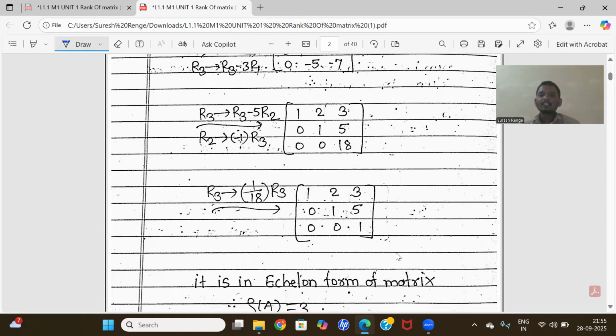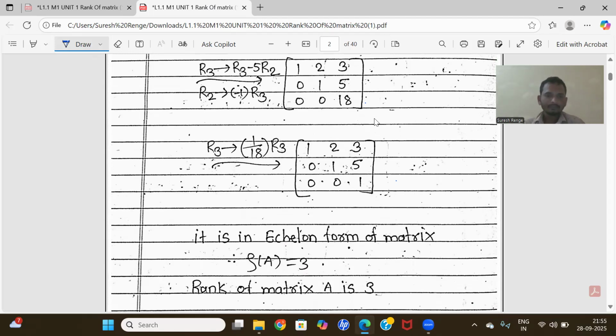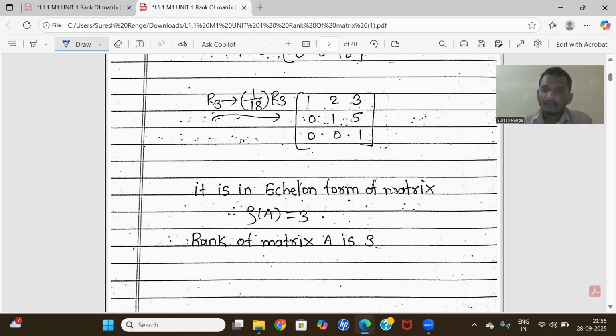That is, the matrix is in echelon form. मैंने पहले ही बोला था, इसके ऊपर का भी मैट्रिक्स एचेलॉन फॉर्म में अवेलेबल है, that is a matrix in echelon form. लीडिंग एलिमेंट वन बनाने की जरूरत नहीं होती है. It is not necessary to make that element equal to one. Okay, now it is in echelon form of matrix.